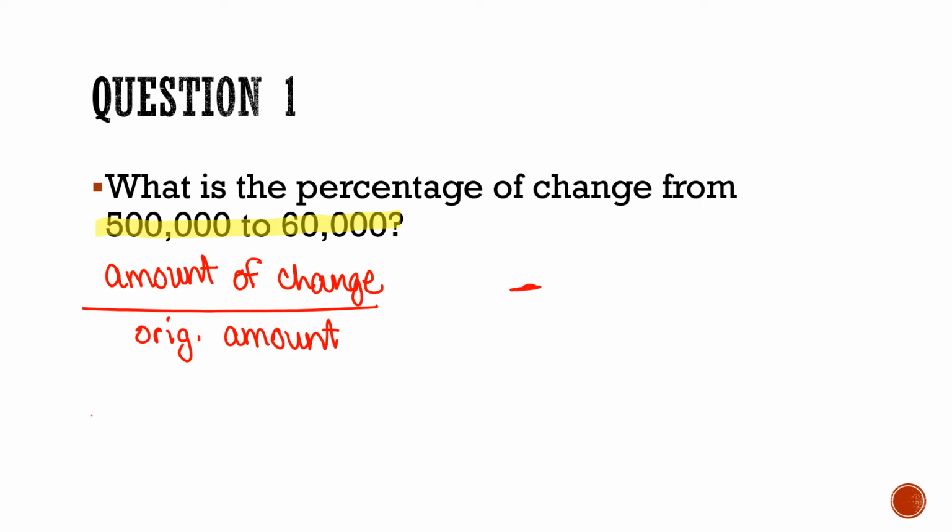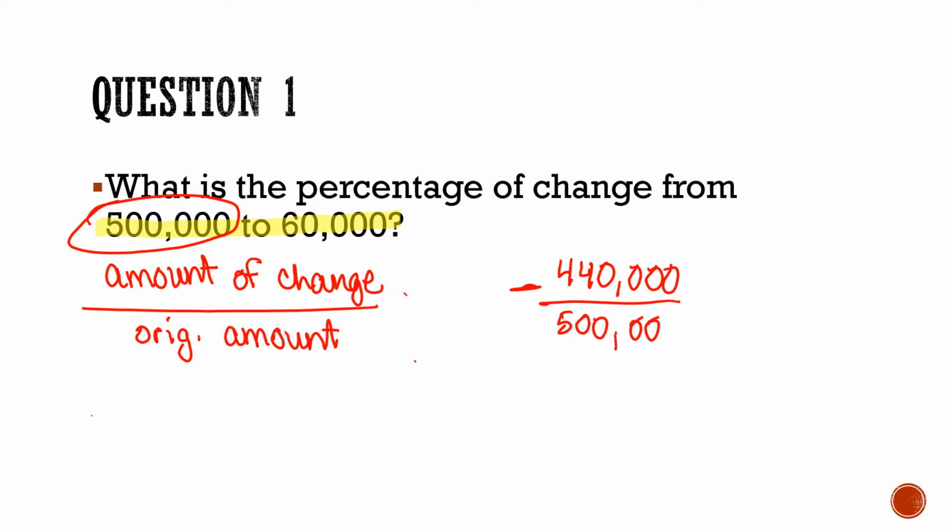And then to find the amount of change, you'll just take your calculator and subtract those two numbers, entering your larger number first, which is what you're familiar with. And you should get 440,000. Over the original amount. Now the original amount just means what was it first? Well, from what we can see in this question, it was first 500,000. So we're going to divide by 500,000. Just remember that negative sign is representing a decrease.